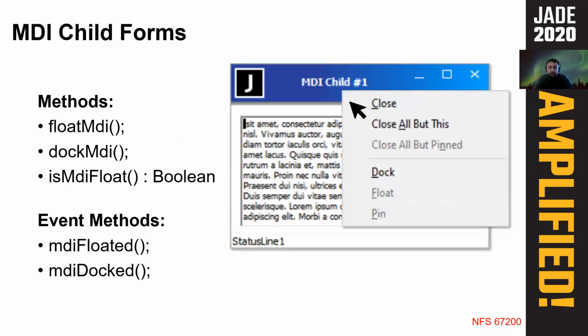You can now programmatically float, dock, and pin MDI child forms in your own application logic. A floated MDI child form is not restricted by the bounds of its MDI frame and can be positioned anywhere. We now allow control over whether users can invoke an MDI menu on an MDI child form by right-clicking the caption of the form. The MDI pop-up menu consists of the following menu items: close, close all but this, close all but pinned, dock, float, and pin.